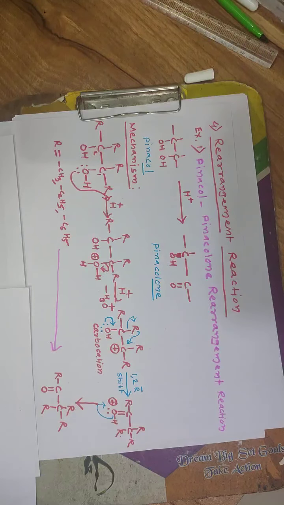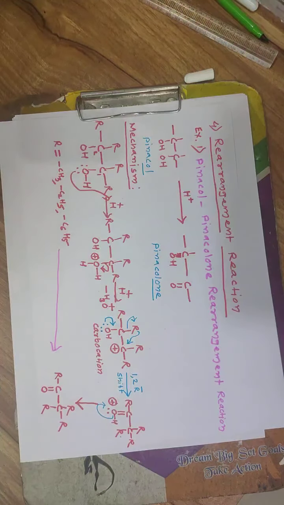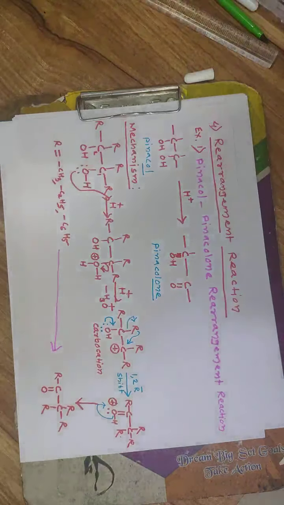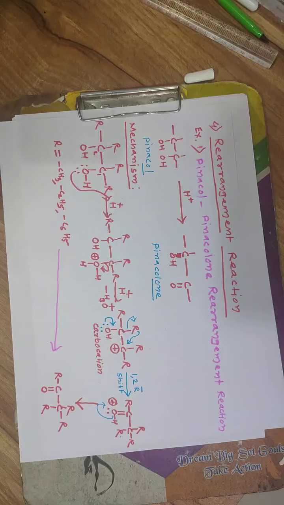In this way we have seen there are 4 types of chemical reaction depending upon bond breaking and bond forming. The old bonds in the reactant undergo breaking and new bonds in the product undergo forming. So depending upon bond breaking and bond forming, chemical reactions are classified into 4 types. The first is called substitution reaction, the second is called addition reaction, the third is elimination reaction, and the fourth is the rearrangement reaction.